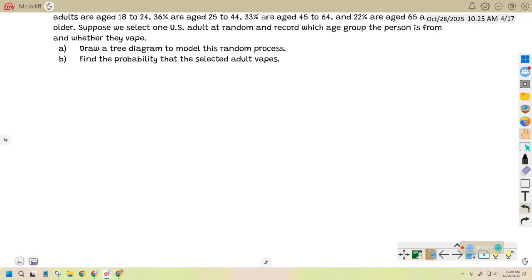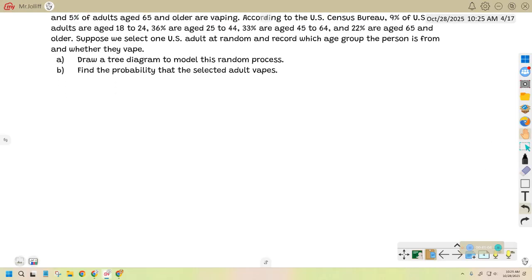So when we're recording, what's the first thing we record about this randomly selected US adult? We record age group, right? Which age group, and then whether the person vapes. So I'm following it in the order it was given. My first branch in the tree is going to be by age group. How many age groups did they give us? 4. So my first branch in the tree should have 4 branches.